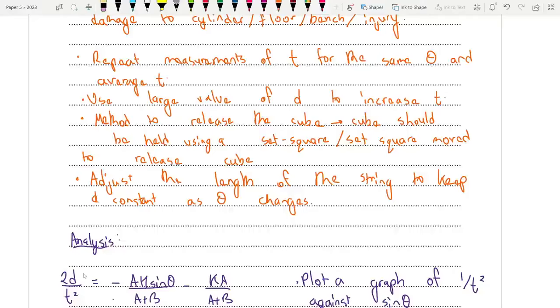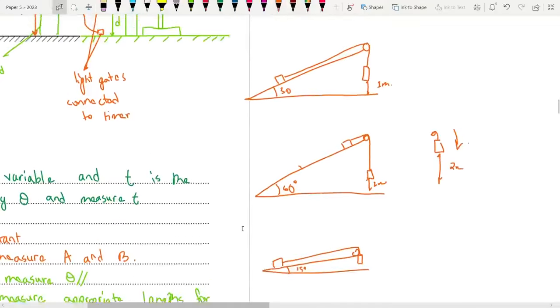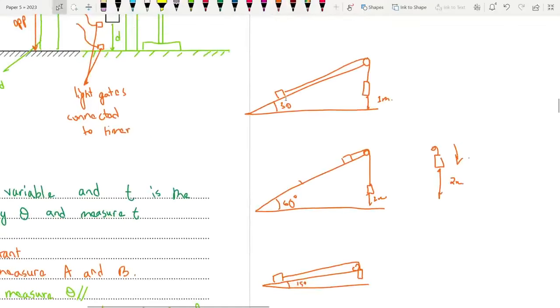The cube should be held using a set square, and the set square should be moved to release the cube. And finally, there's another obscure point that is very unlikely that you think of in the exam hall. Adjust the length of the string to keep d constant as theta changes. But this is very important. What does this mean? As you keep on increasing theta, what's going to happen?